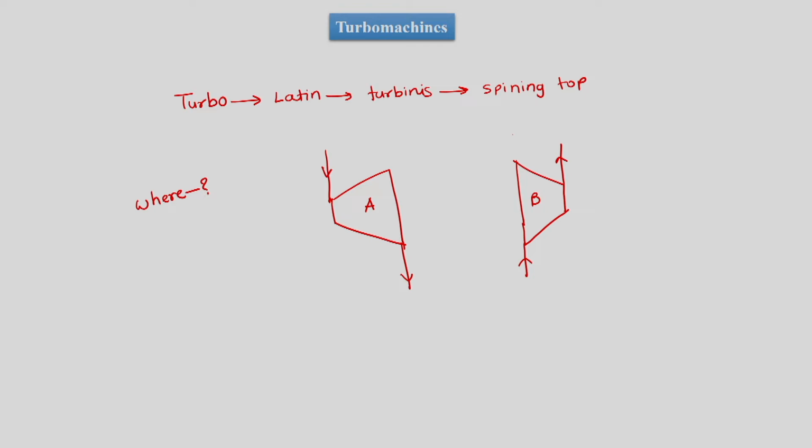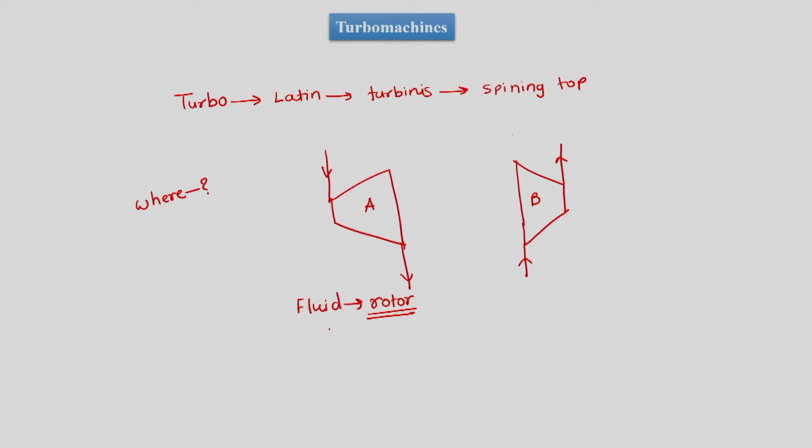Now in system A, where is this energy interaction taking place? Suppose energy is going from the fluid to the rotor. Since we know turbo means rotating or whirling or spinning object, the energy interaction is taking place between the fluid and the rotor. So if energy is taken from the fluid to the rotor, what will happen to the fluid? Then the fluid loses energy.